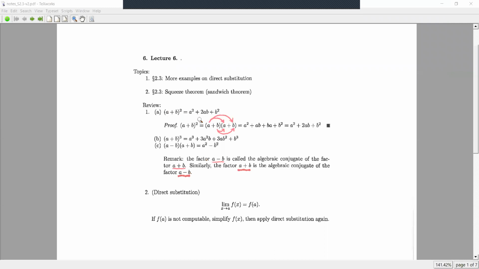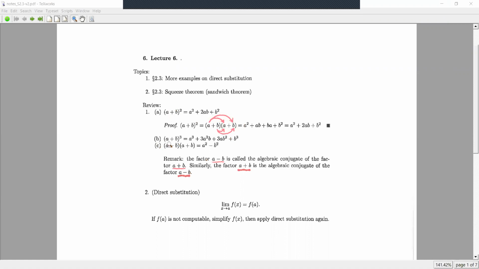How to see this formula? Write the left-hand side as (a + b) times (a + b). Then expand the product by distribution. Then we have this equation. Combine the middle two terms, then we have this equation. This is the right-hand side of the formula.